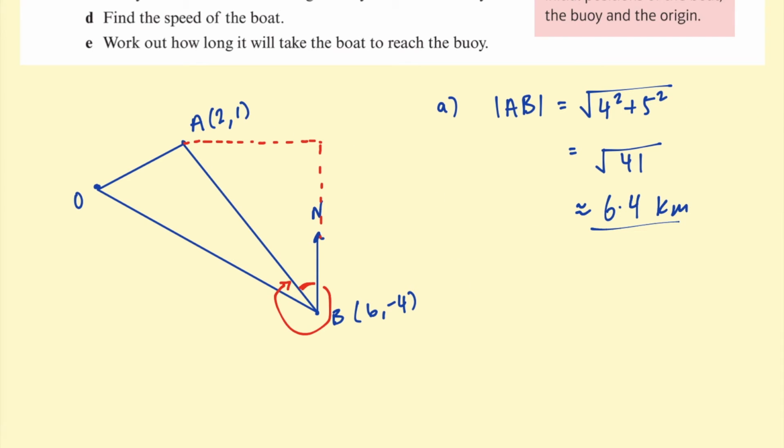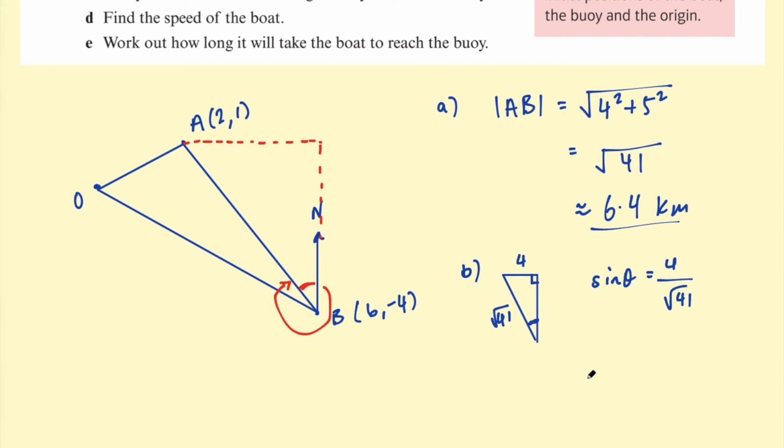Okay, so for part B, to find that bearing, I'm going to be using this right triangle with a leg of 4 and the hypotenuse of root 41. And I'm looking for this angle in here. To find that angle, I can use sine because I have the opposite side and the hypotenuse. So sine of theta is going to equal 4 over square root 41.